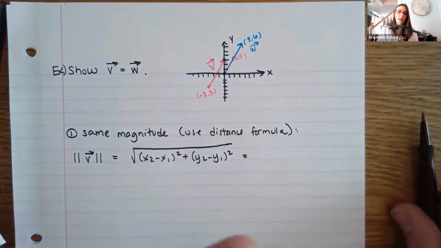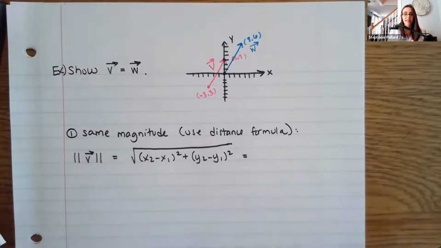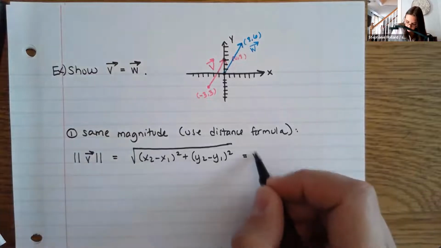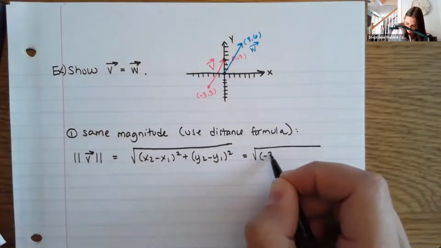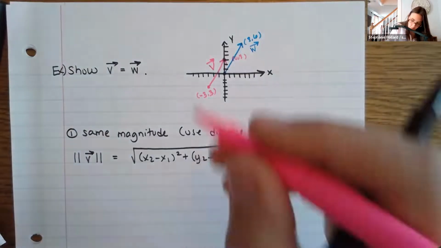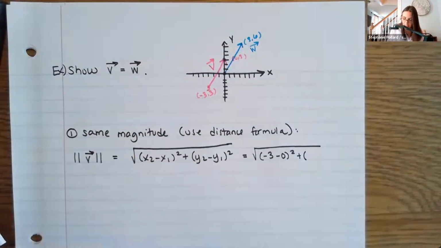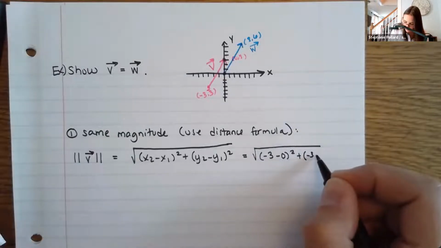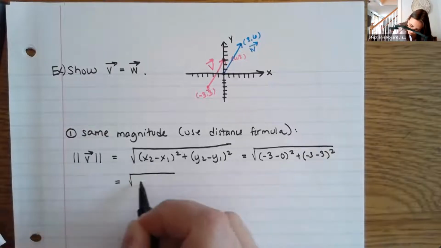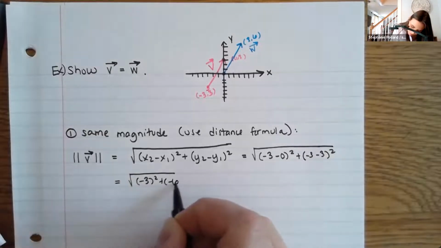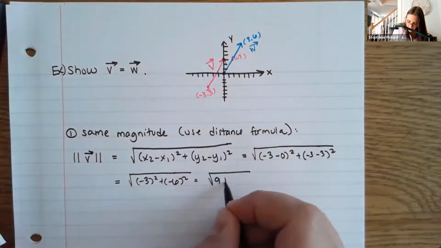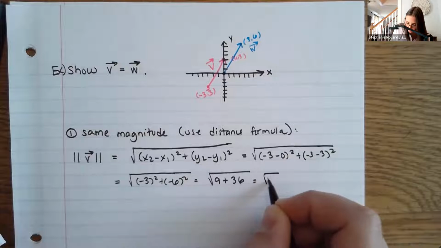So v will be in pink. So for my x values there, I'm looking at negative 3 and then also 0. And then for my y values, I'm looking at negative 3 and 3. So negative 3 squared is going to be 9, and negative 6 squared is 36. So this is the square root of 45.